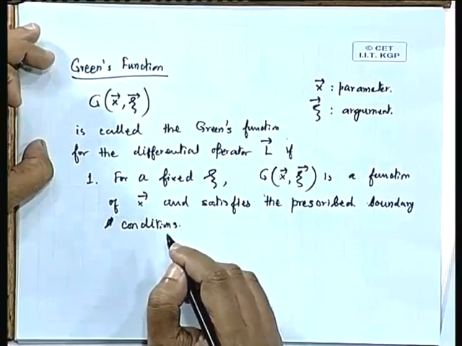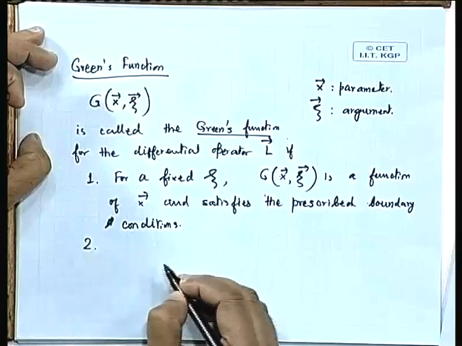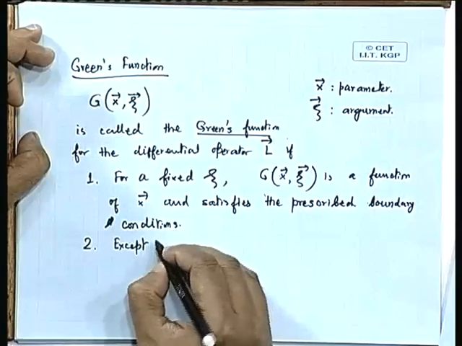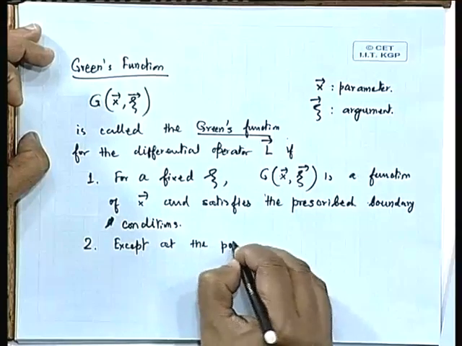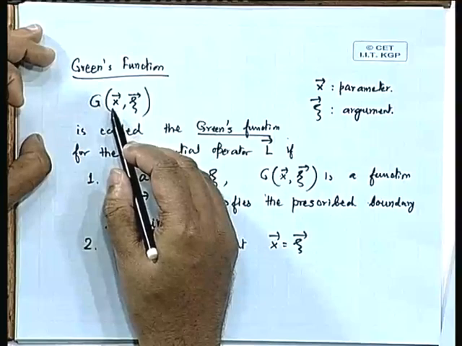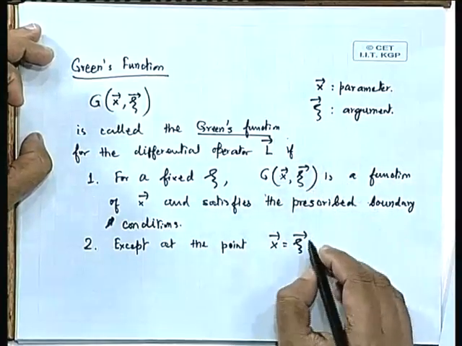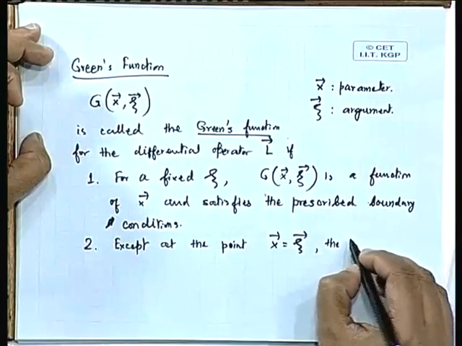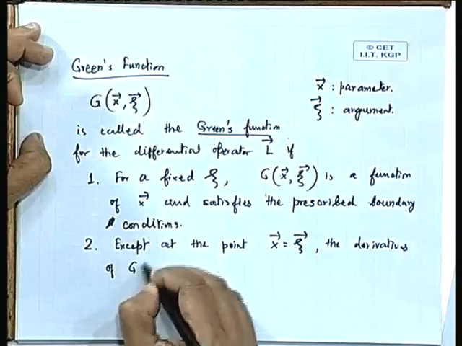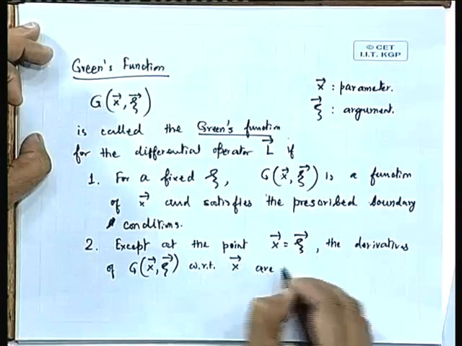Okay, so this is the number one condition for g of x to qualify as a Green's function. And point number two is about its continuity. It says that except at the point x equal to zeta, where this variable that you are considering is at the center of the function, that means when the parameter equals the argument, everywhere else the derivatives of g of x comma zeta with respect to x are all continuous.